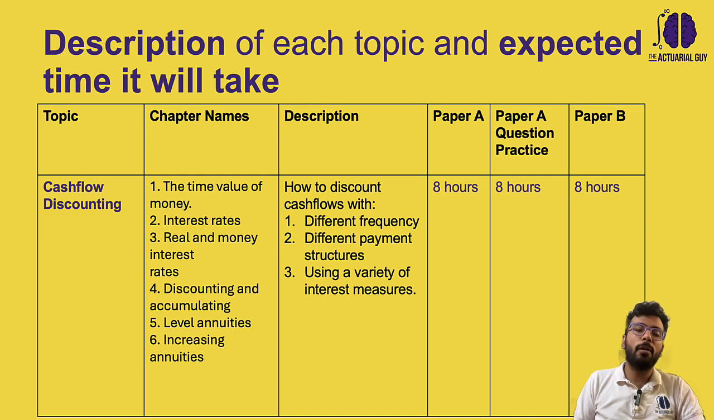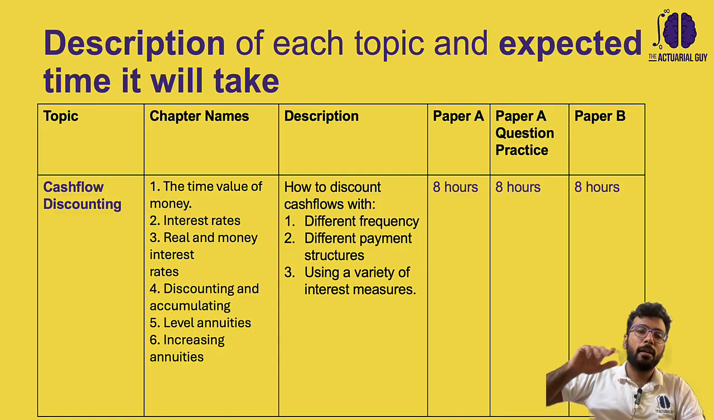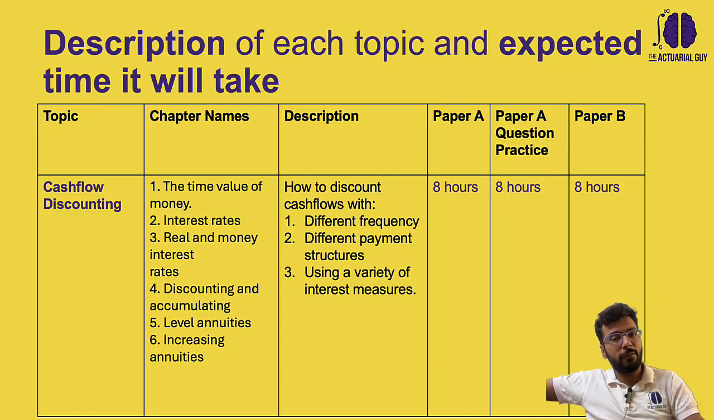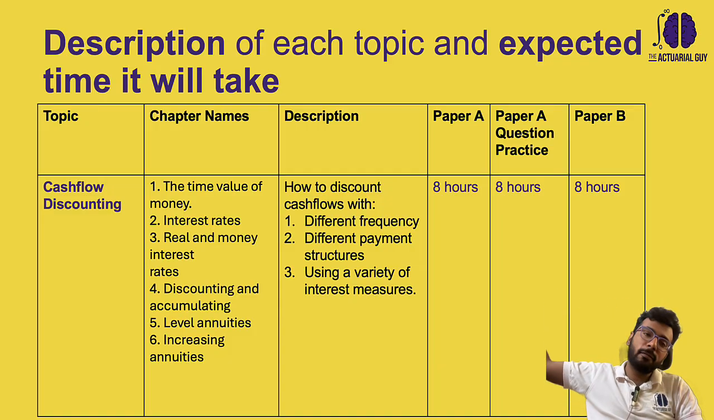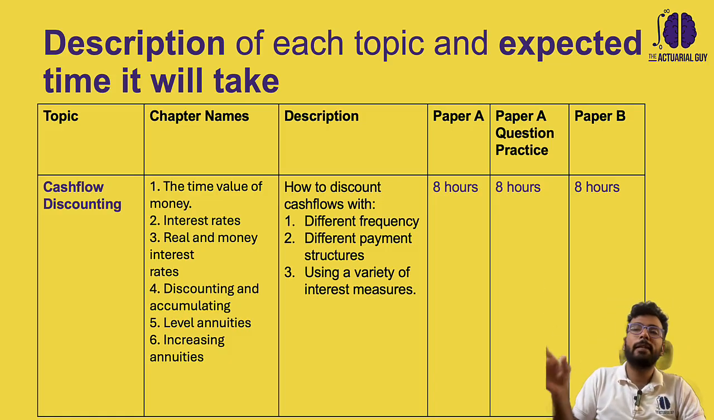And then we talk about discounting and accumulating, which is how I value cash flow today at different points of time in the future. How do I value it at 2 years from today? At 5 years from today? How do I value cash flow 5 years from now at 2 years from now, or today? So you learn to discount and accumulate, which is valuing cash flows at different points of time.